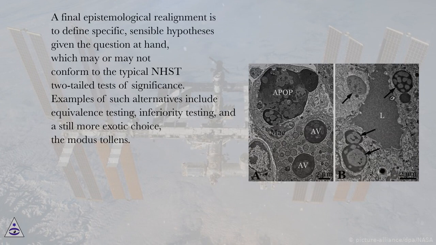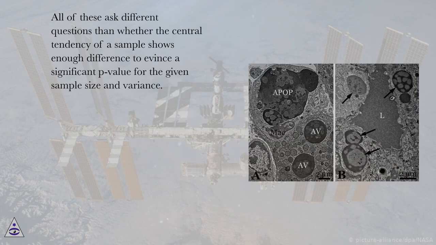A final epistemological realignment is to define specific, sensible hypotheses given the question at hand, which may or may not conform to the typical NHST two-tailed tests of significance. Examples of such alternatives include equivalence testing, inferiority testing, and a still more exotic choice, the modus tollens. All of these ask different questions than whether the central tendency of a sample shows enough difference to evince a significant p-value for the given sample size and variance.